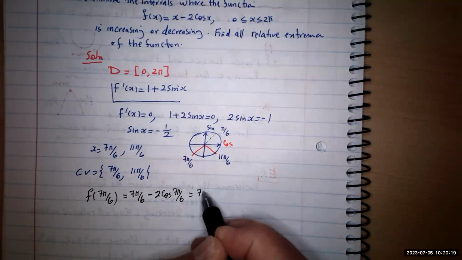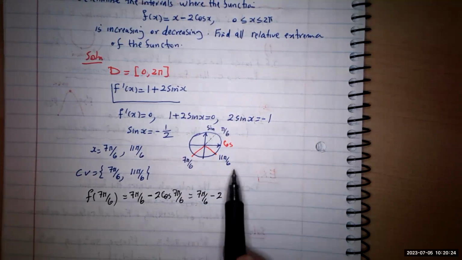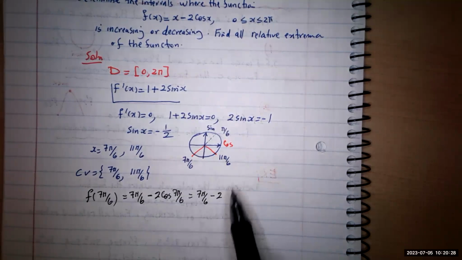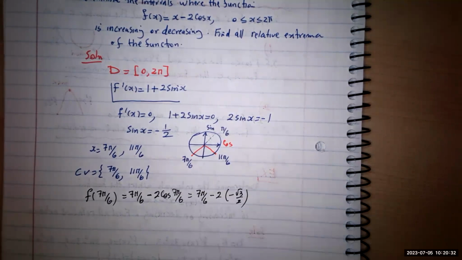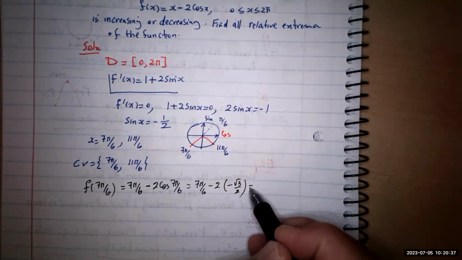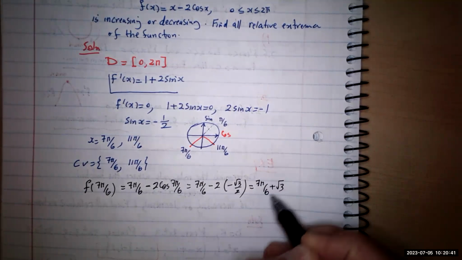So it's going to be 7 pi over 6, minus 2 times cosine of 7 pi over 6. The cosine is negative, it's a minus radical 3 over 2. Again, you have it in your chart. You can easily find it. So 2 and 2 will cancel out. So that gives you 7 pi over 6 plus radical 3.